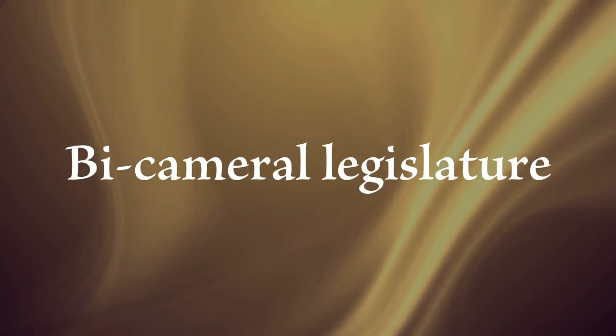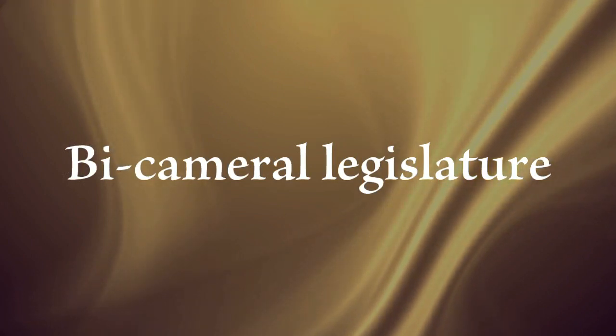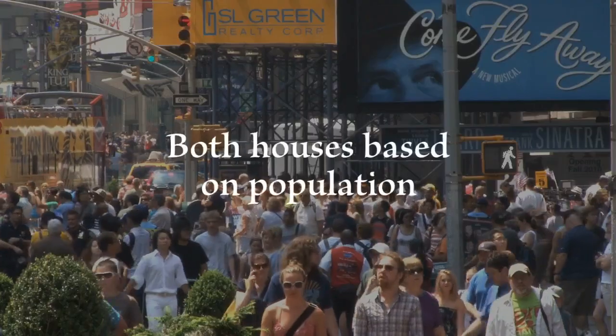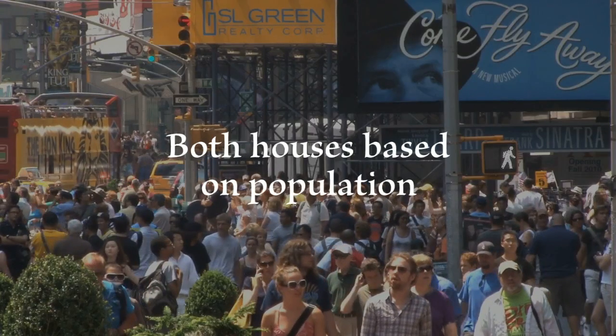Unlike under the Articles of Confederation, the Virginia Plan proposed a bicameral or two-house legislature. It favored the larger states because it proposed that both houses be based on population. In other words, the larger the population a state had, the more votes it would have in both houses.